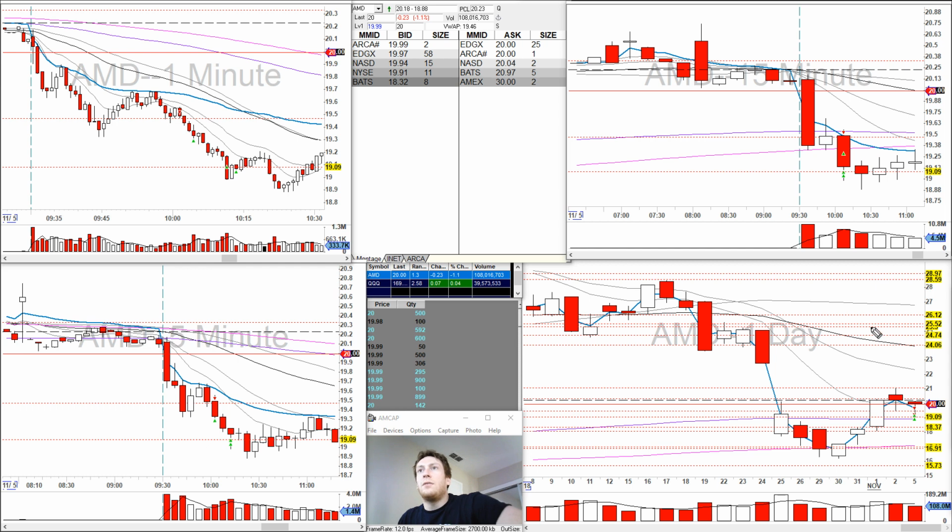So look at the daily real quick. Not a whole lot. The 200 EMA was significant, so I threw that down, but really nothing else in the area. That was really the closest significant target that I had.